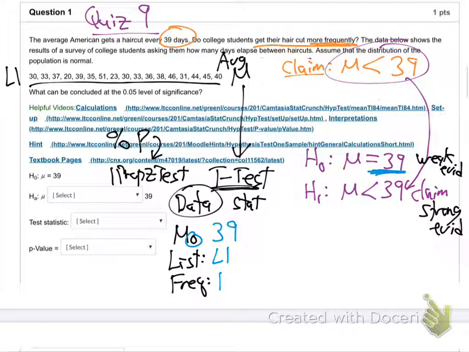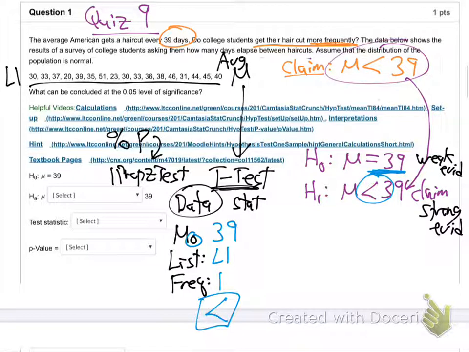And then they want you to select greater, less, or not equal. Which one is ours? Yeah, it's exactly what is on H1, less. So do that. Choose the less. And then calculate.